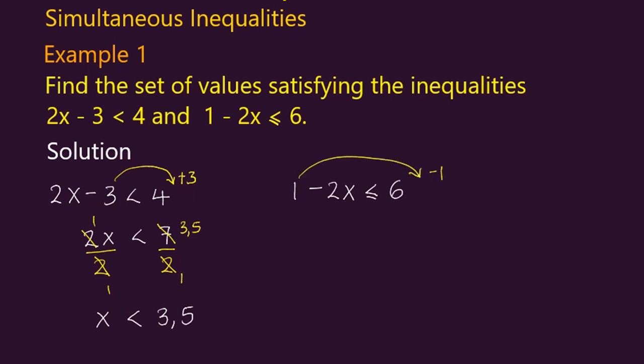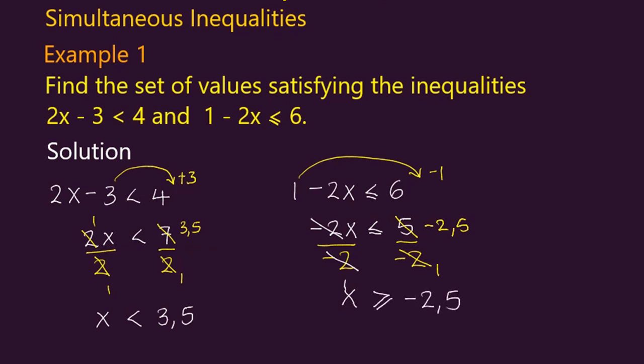I shift 1 to the right hand side, becomes -1. I'll be left with -2x on the left hand side, and 6 minus 1 is 5. And I divide both sides by -2, but I'm cautious here because dividing by a negative number, the sign has to reverse. So -2 divided by -2 will remain with x, but 5 divided by -2, that's -2.5. So the value of x will come out as x is greater than or equal to -2.5.